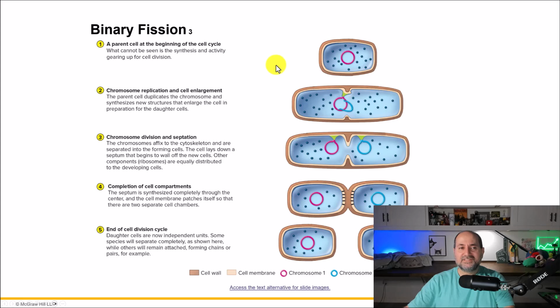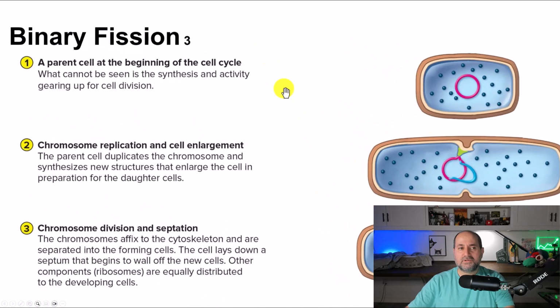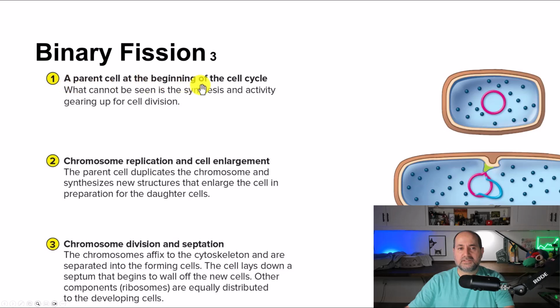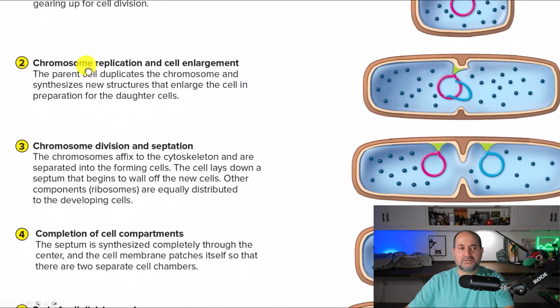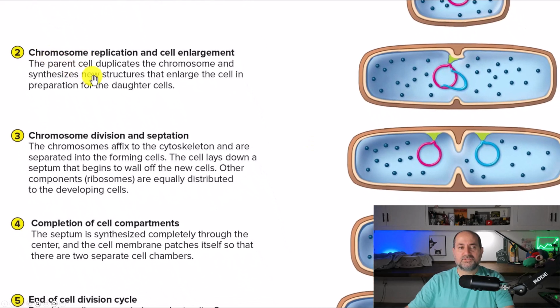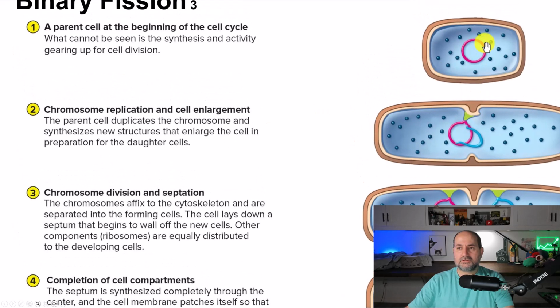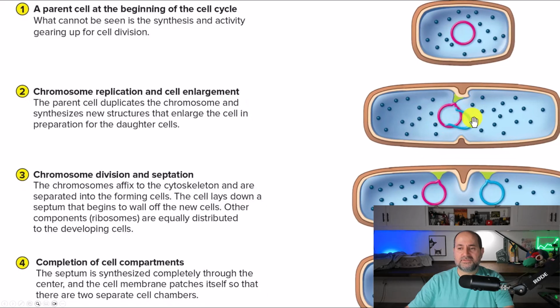So again, these are the steps to binary fission. Let's look at step 1 at the top. A parent cell at the beginning of its cell cycle. What cannot be seen is the synthesis and activity gearing up for cell division. So this cell grows in size. Next, the cell decides to divide. So the chromosome is replicated. Remember, this is the circularized chromosome. I told you guys that bacteria have a single circularized chromosome called the nucleoid. Well, that nucleoid copies itself, and now you have 2 copies of that nucleoid. You have 2 copies of that circularized DNA. These are identical copies of DNA.